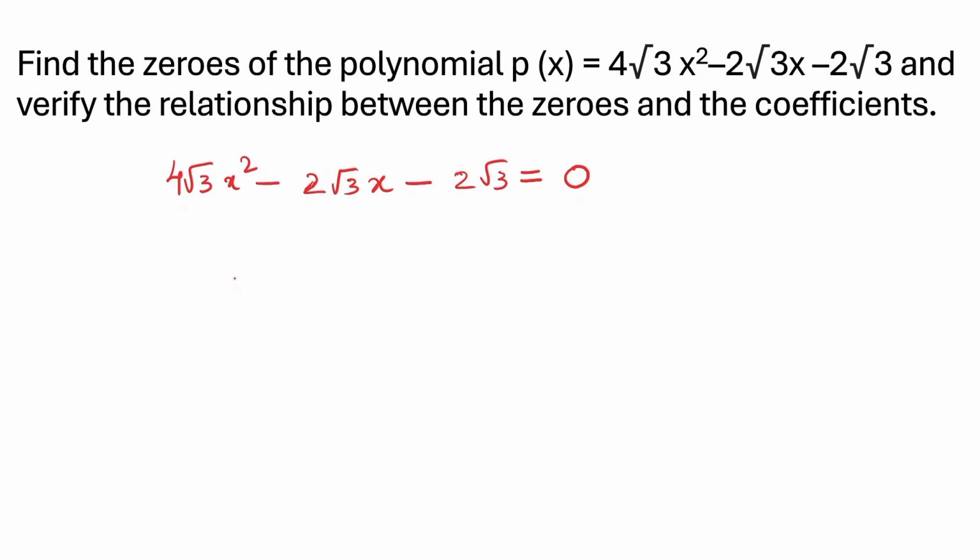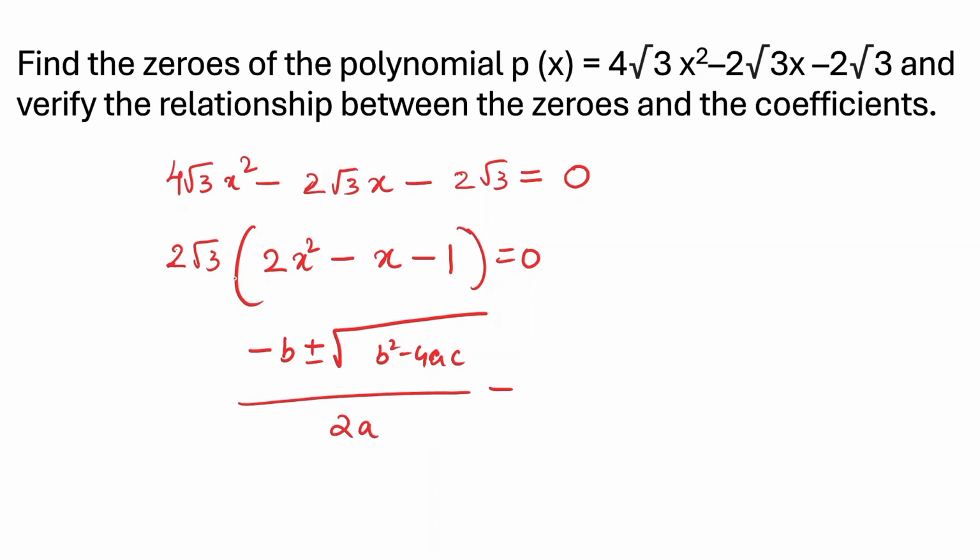And I can take the 2 root 3 as common. Is it correct? 2 root 3 as common. So inside the bracket I'll get 2x square minus x minus 1 equals 0. So I can solve this equation, 2x square minus x minus 1. Please solve this equation.